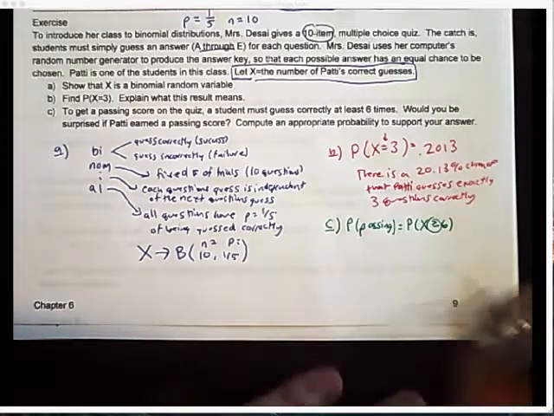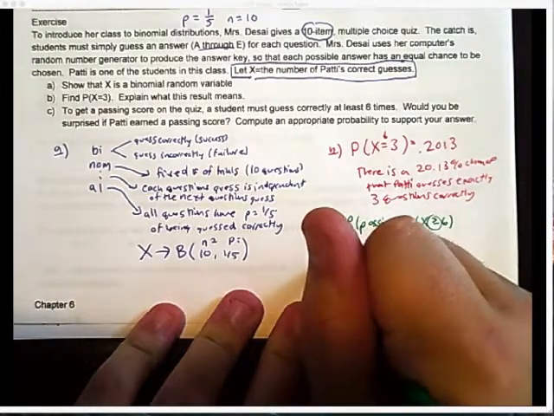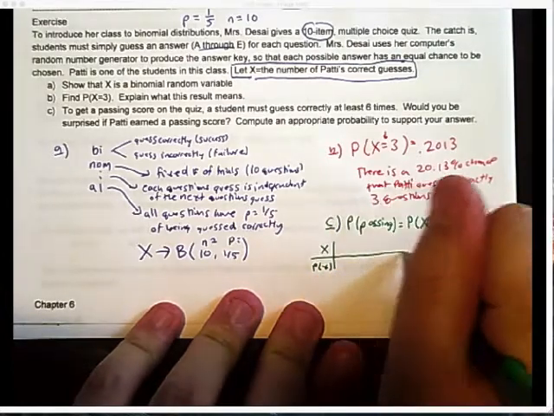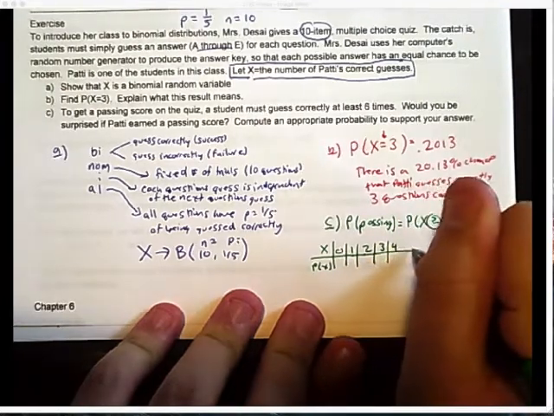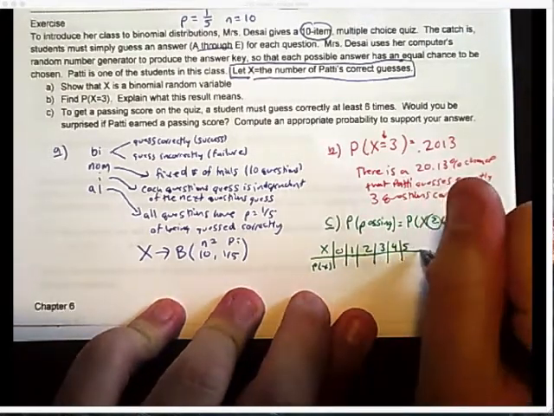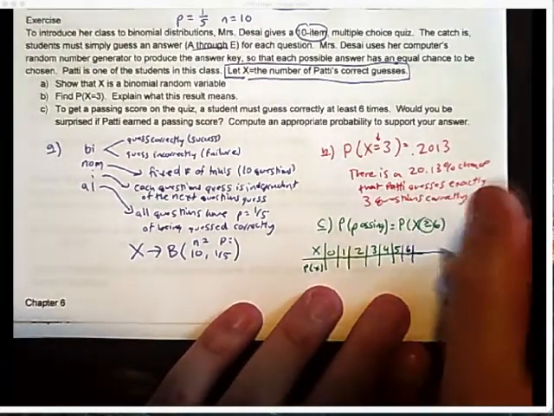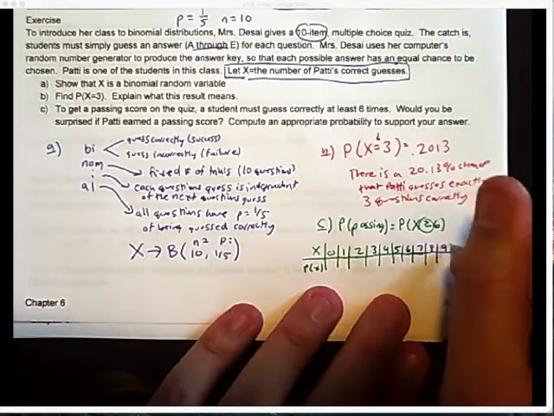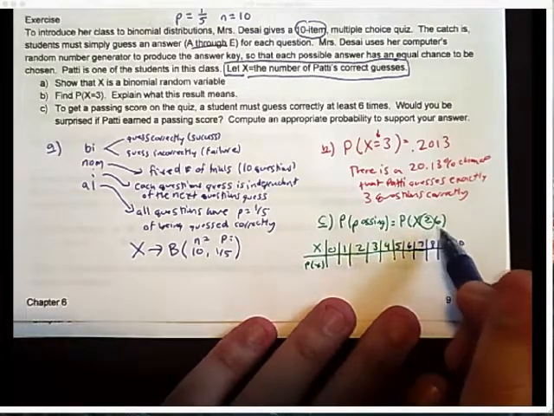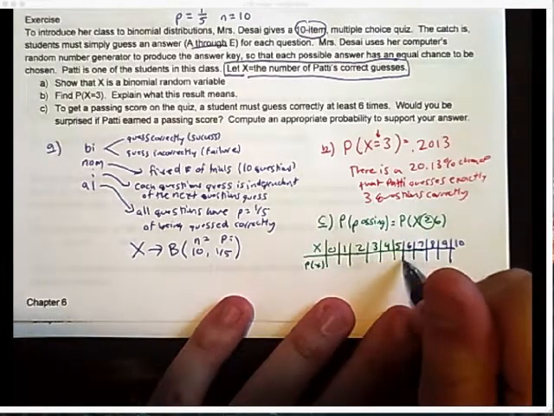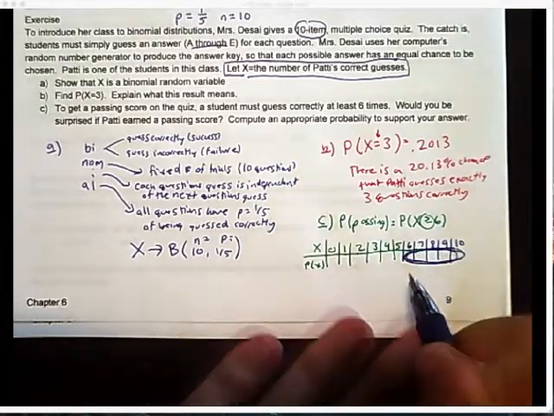If I thought about this in terms of just a discrete random variable, if I have 10 questions, I could get 0 right, 1 right, 2 right, 3 right, 4 right, 5 right, 6 right, 7 right, 8 right, 9 right, and 10 right. So I want to figure out the probability that I get 6 or more right. What I would be doing is adding up those individual probabilities between 6 and 10.